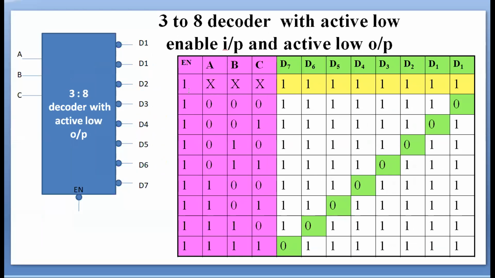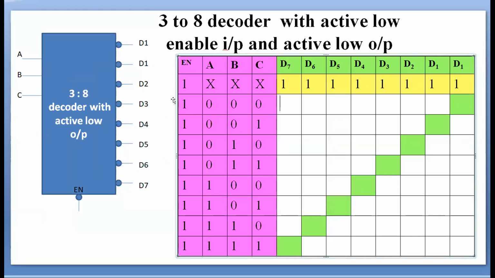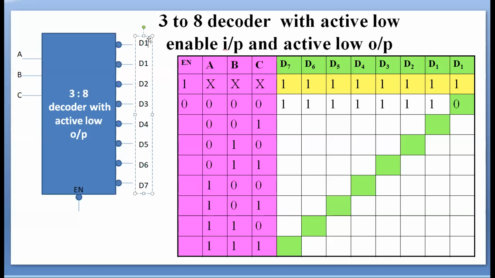Okay. When the enable input is 1, it is disable condition. All the outputs are 1. And similarly, I am modifying all these values. When the enable input is 0, based upon the input combination, all the outputs are 1 except one. The D0 output is active. Therefore, the D0 output equals 0. This is your D0. D0 will be 0.